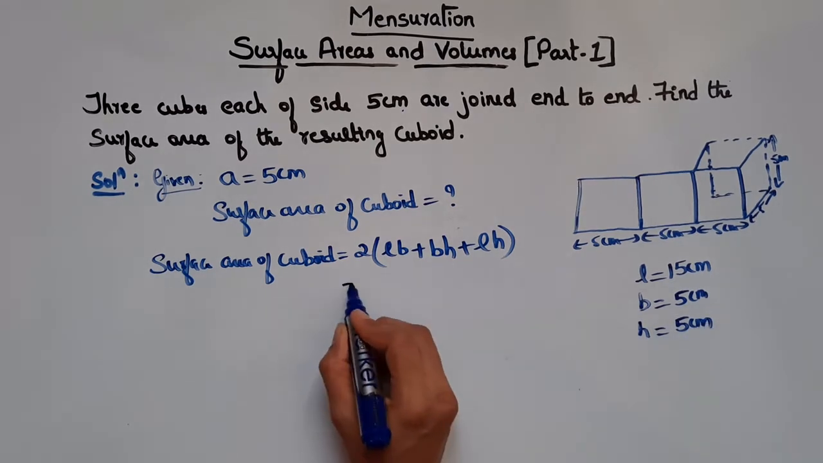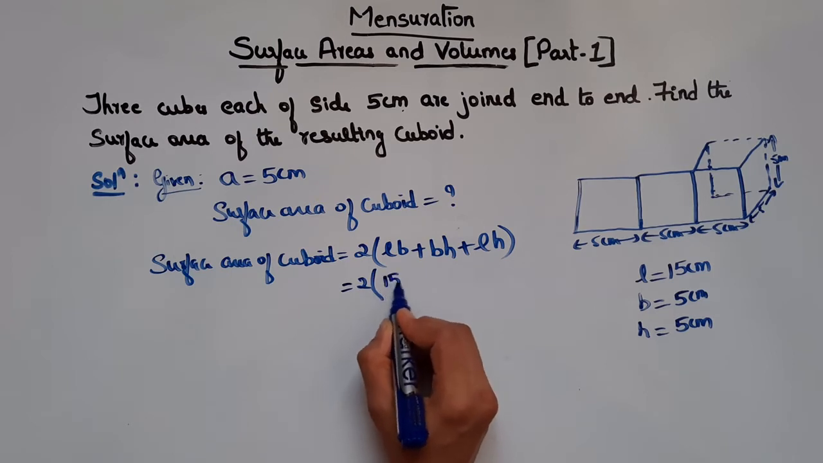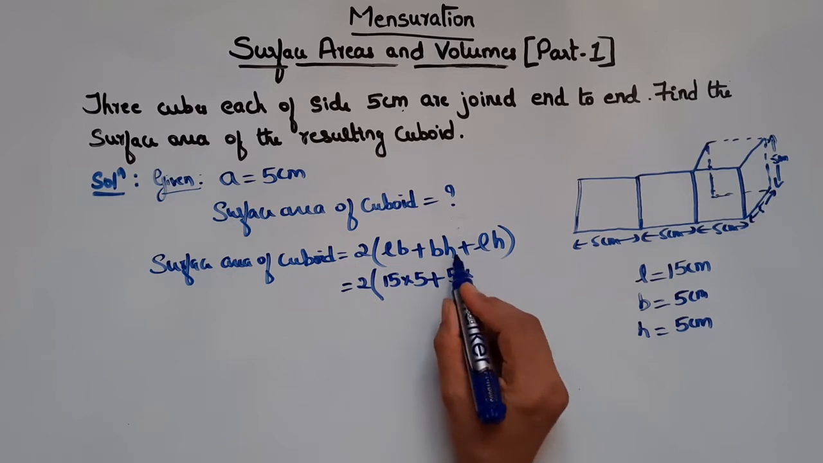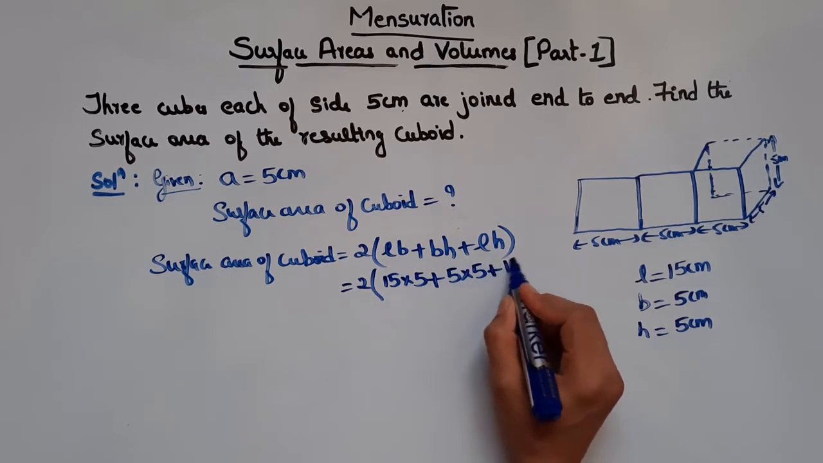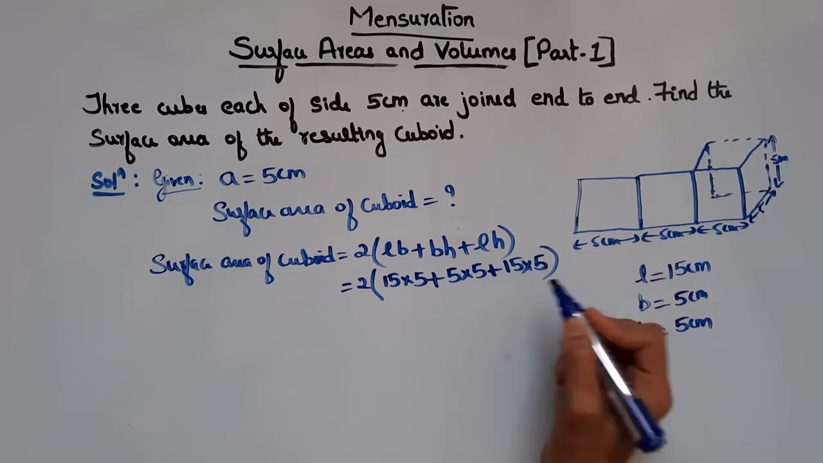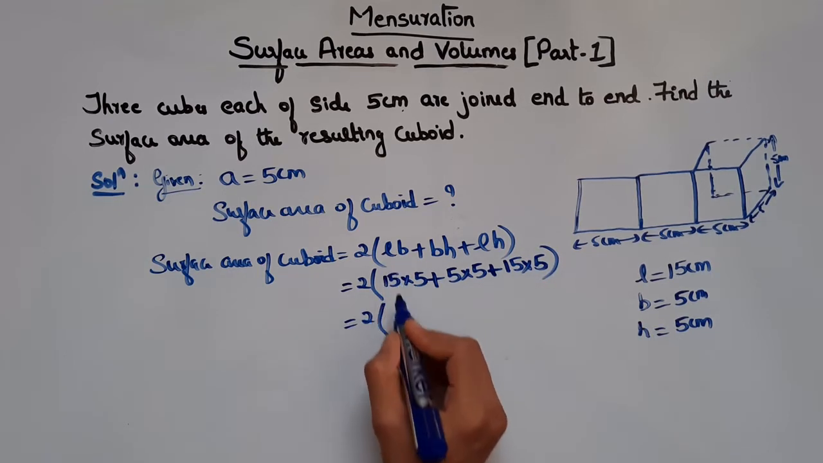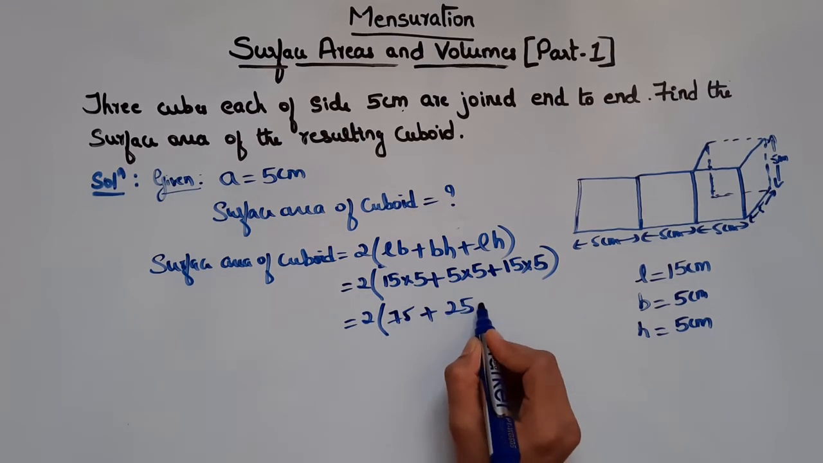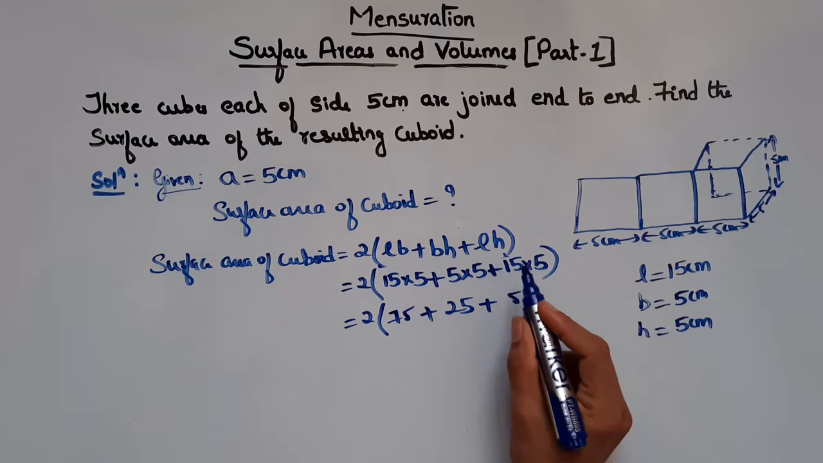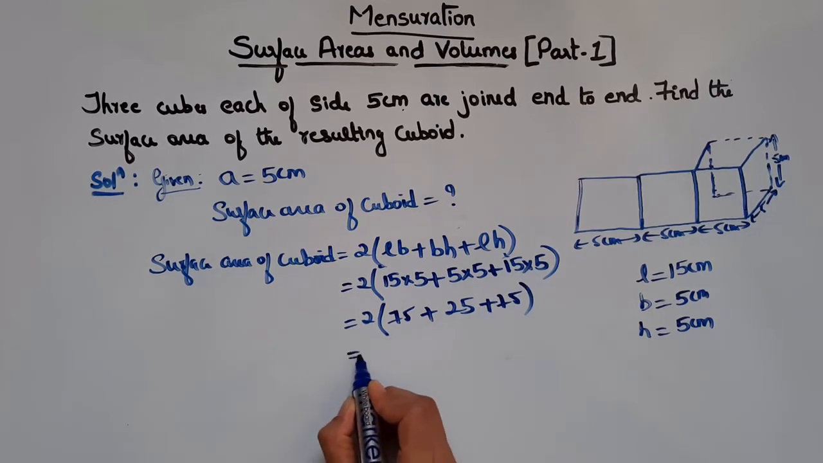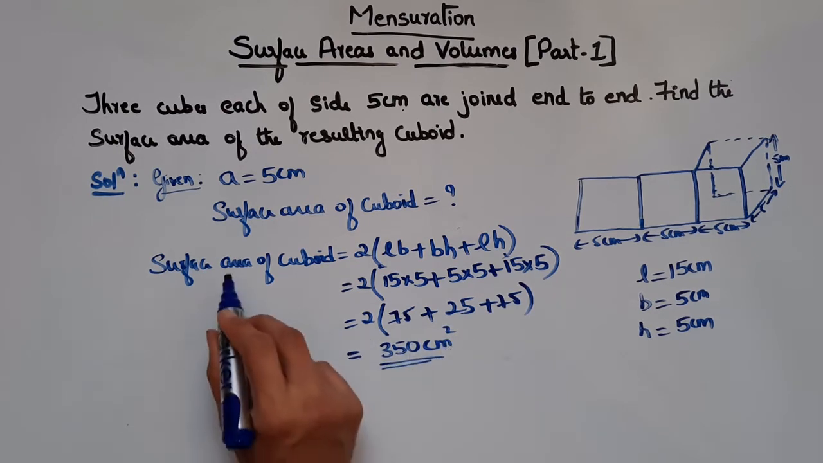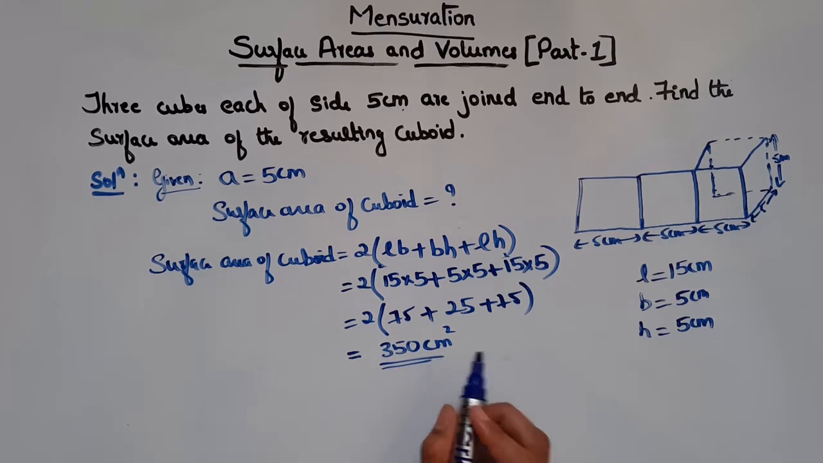Now just substitute the values here. So 2 into (length is 15 into breadth is 5, plus B is 5 into height is 5, plus length is 15 into height is 5). So 2 into (75 plus 25 plus 75), which when you simplify this will give you 350 square centimeter. Here all the units are in centimeter, so it's area, so square centimeter. I hope this is clear.